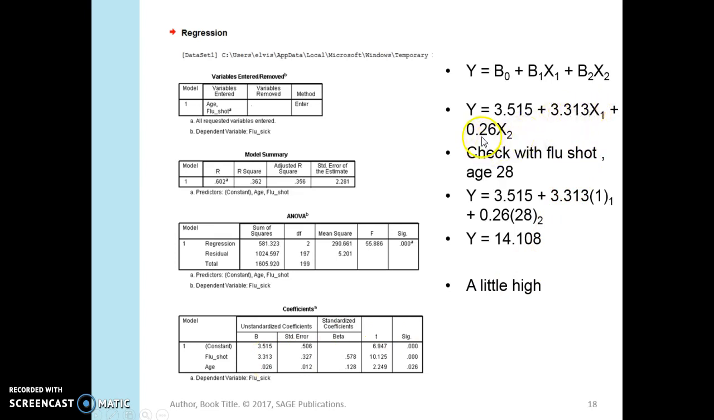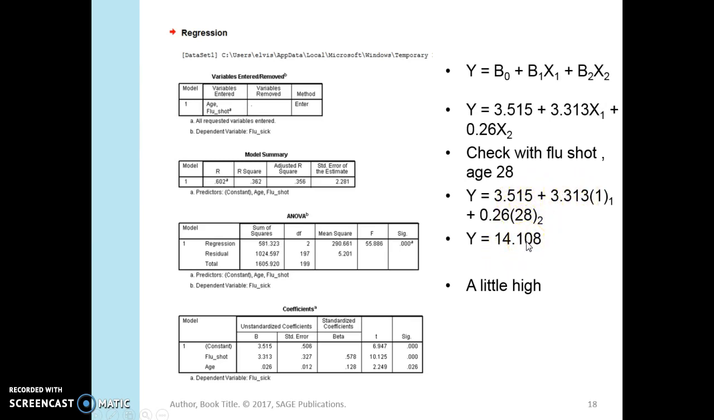So then the next thing was age. You take whoever's age you want to check on this, and if they've had a flu shot, you can find out what the number of days they could be sick. Now, here's the deal. If you check with the flu shot of a 28-year-old, we put all those numbers in and we got 14 days.